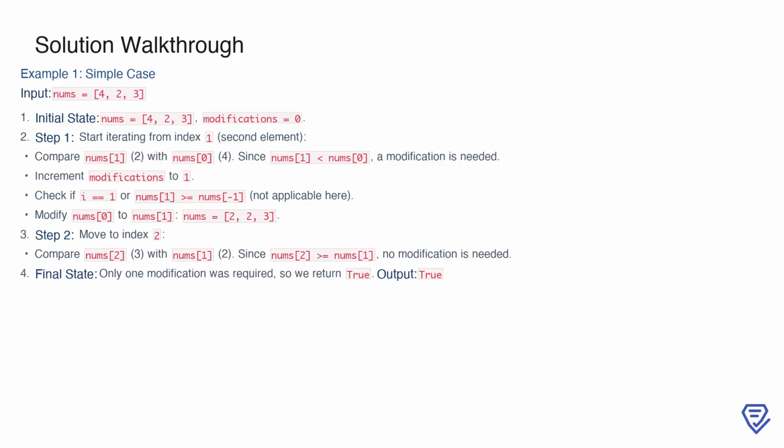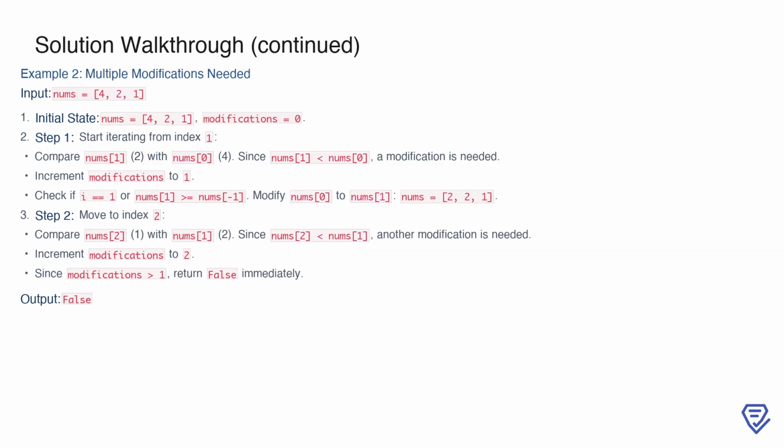Moving to index 2, we compare nums[2], which is 3, with nums[1], which is 2. Since 3 is greater than or equal to 2, no modification is needed here. At the end of the iteration, we find that only one modification was required, so we return true to indicate that it's possible to make the array non-decreasing with at most one change.